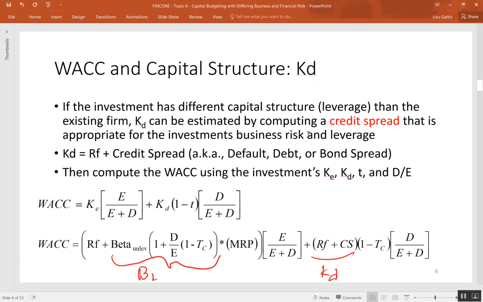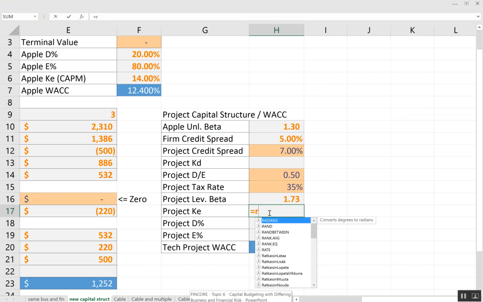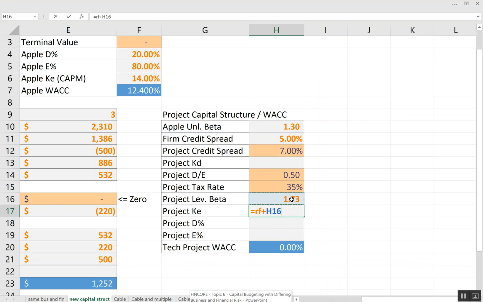All right, so now we're active. We've now calculated the new levered beta. All right, plugged it in. We're going to plug it into the CAPM formula. So where's my CAPM formula? Right here. Equals RF plus the new beta times MRP. So that would be my new cost of equity.